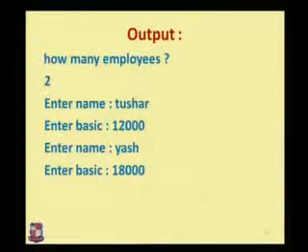So when we put these values and print them, what output will we get? How many employees? We are calculating for 2 employees. First of all, the enter name will be printed. We are entering the name Tushar. Then enter the basic. We are giving the basic value into the temporary variable. It is 12,000. 12,000 is the basic of Tushar. We are including another name.